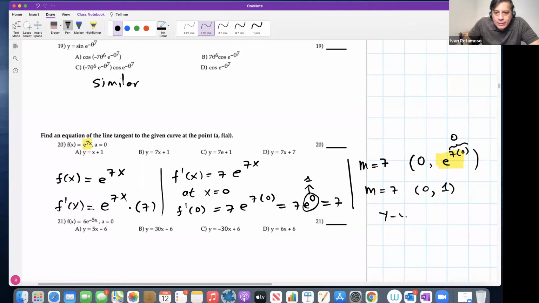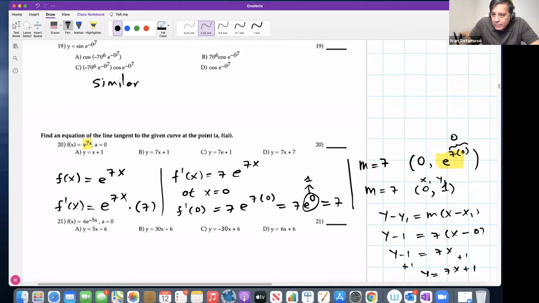So you do y minus y1 equals m times x minus x1, right? We've done this so many times. Y minus 1 equals slope 7 times x minus 0. The 0 disappears there, and you end up with this, right? Sometimes students say, but this is just the y-intercept. If you know that, you can do it quickly, right? A slope times x plus the y-intercept 1. It's the same. One way or the other, guys, you should get it. All right, great. So that's number 20. Is this guy? Very good, guys, very good.